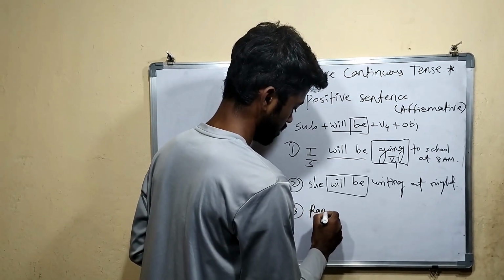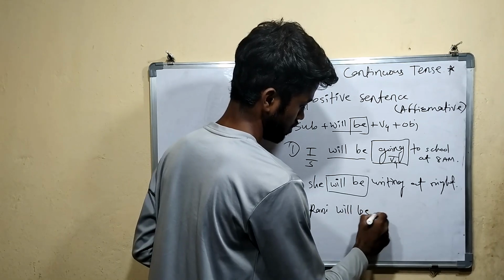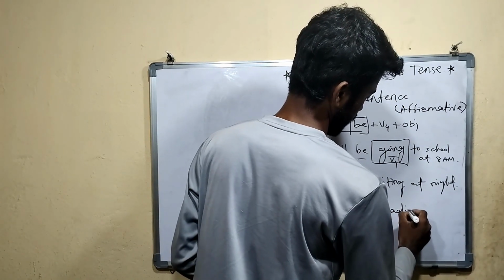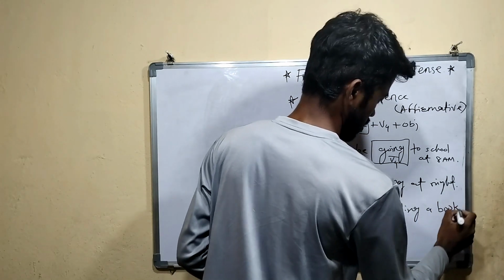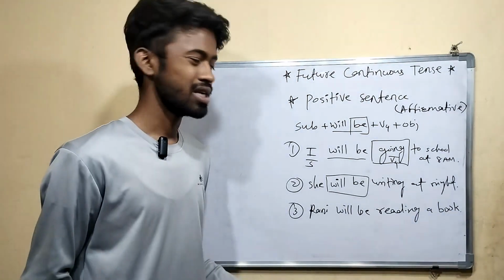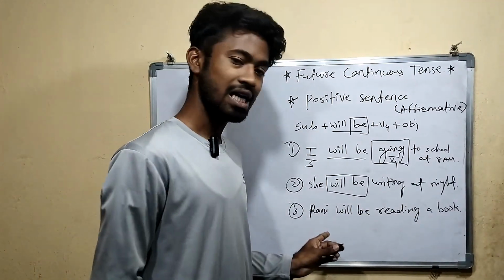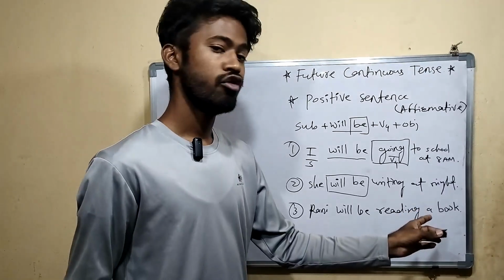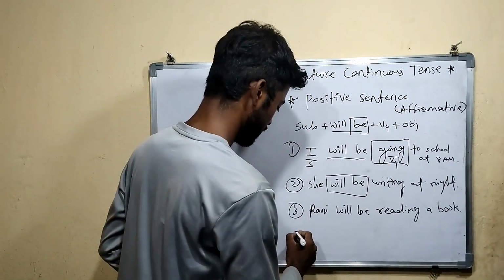Now let's see the third example. Rani will be reading a book at 5 o'clock. Sometimes you can specify the time here. Okay, I am not writing it. Rani will be reading a book. Rani is the subject. Will be is a helping verb. Reading is the fourth form of verb, and the remaining part is the object. Now let's take one more example.